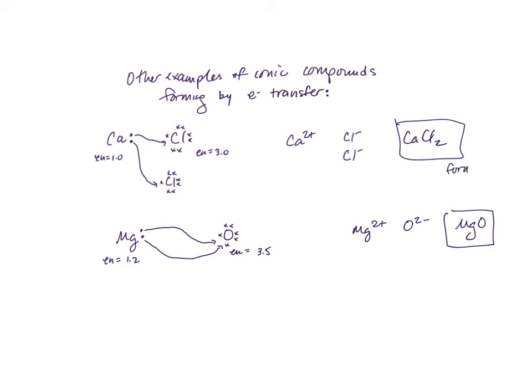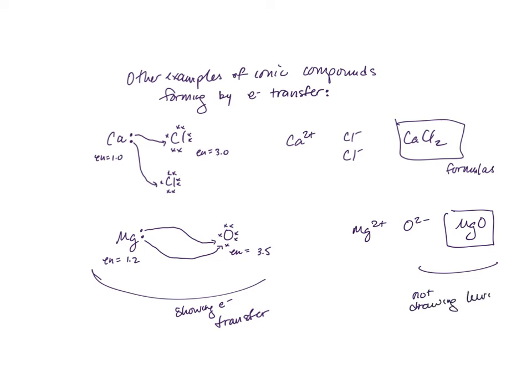These are formulas, okay? We are not writing Lewis structures at this point. I'm showing electron movement, that's what I'm doing here, showing electron transfer, and I'm resulting in a formula, but I'm not drawing a Lewis structure for ionic compounds. Lewis structures are reserved for compounds that have covalent bonds in them.